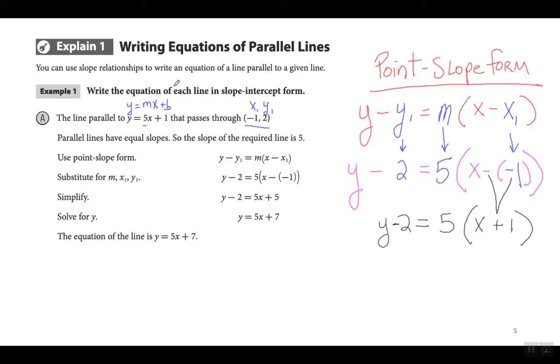Okay, now look. They want us to put the answer in slope-intercept form. So to put it in slope-intercept form, I got to move the pieces around so that it'll be in y equals mx plus b form. Alright, so that means I got to get y by itself. In order to be in this form, y is by itself. Everything else is on the other side.